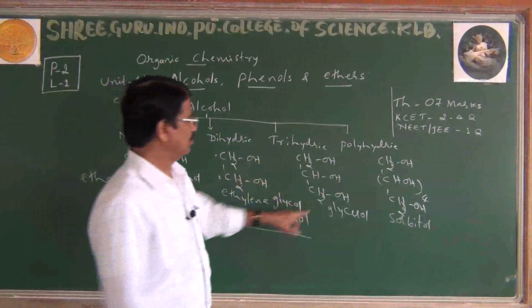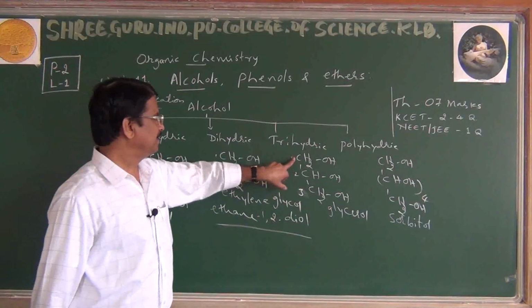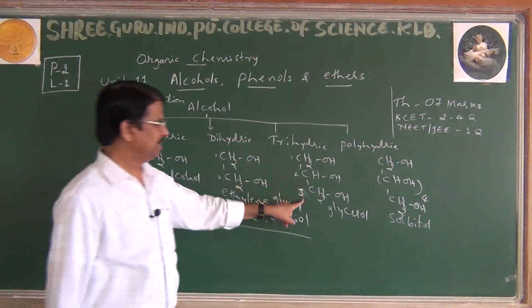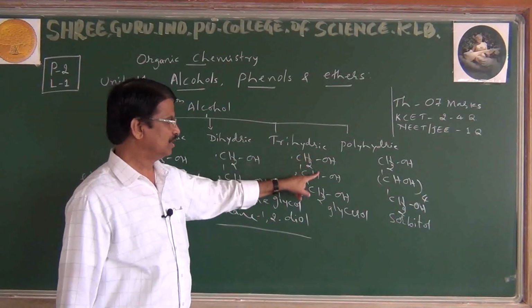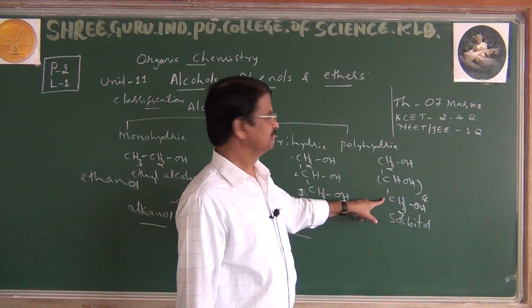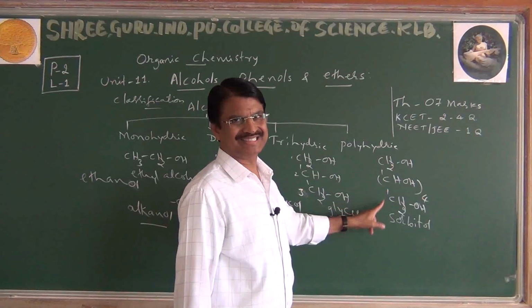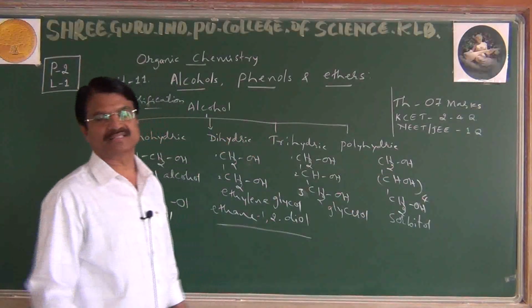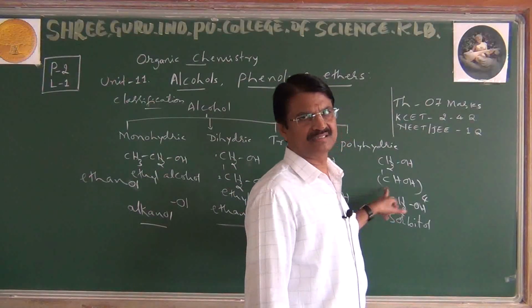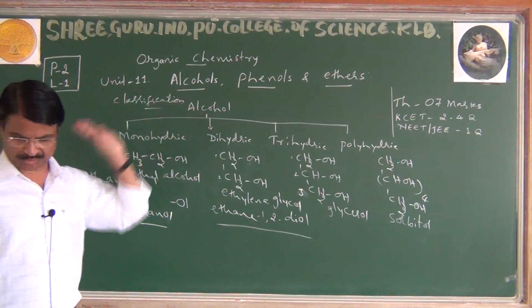Similarly for glycerol, propane-1,2,3-triol. It is called propane-1,2,3-triol. All triol. Next, sorbitol IUPAC name: 6 carbons, 1 to 6. Therefore, hexane-1,2,3,4,5,6-hexol. Not hexanol, it is hexol. Hexane-1,2,3,4,5,6-hexol. So this is the classification of alcohol based on the number of OH groups.